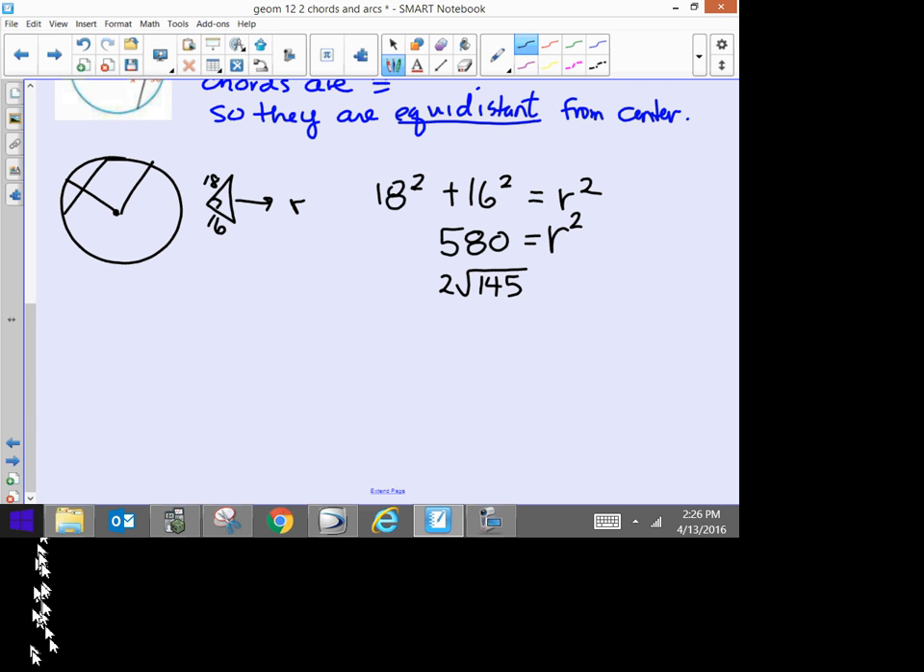Let's see. I feel like that's definitely 580, but 145. I know it's divisible by 5, and then it takes 5 times 29. I think you're good. Go Ellie. Team Ellie.